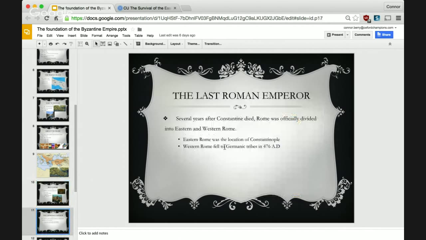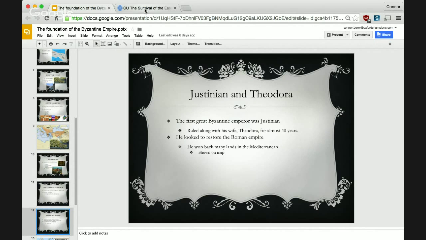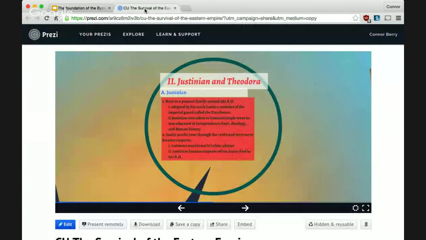So Western Rome fell. Western Rome was very spread out, hard to defend. That's why the capital was moved. And eventually Western Rome fell, leaving just Eastern Rome. Now, we're getting into this next part, which is Justinian and Theodora. It's a very interesting story between these two.